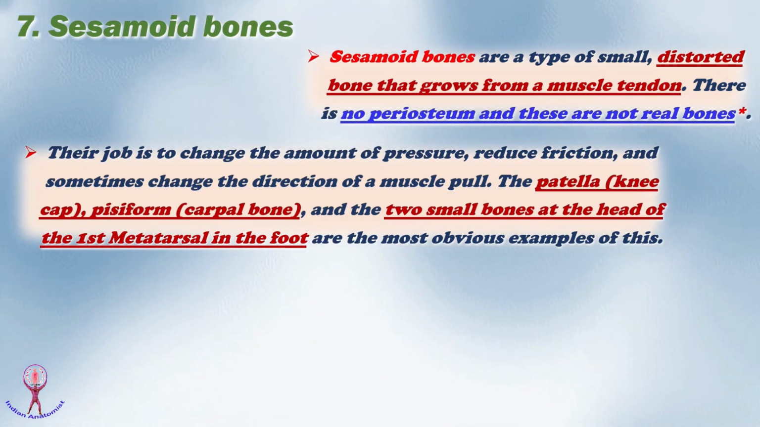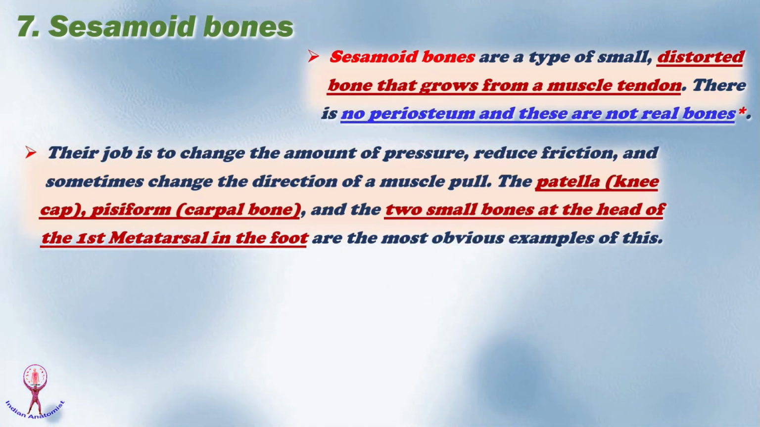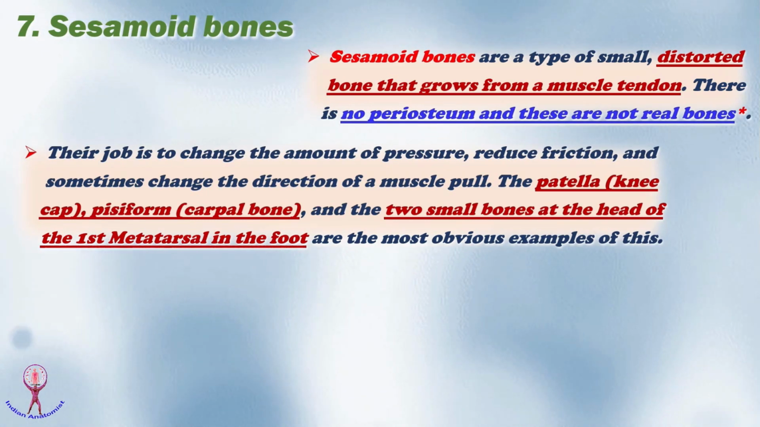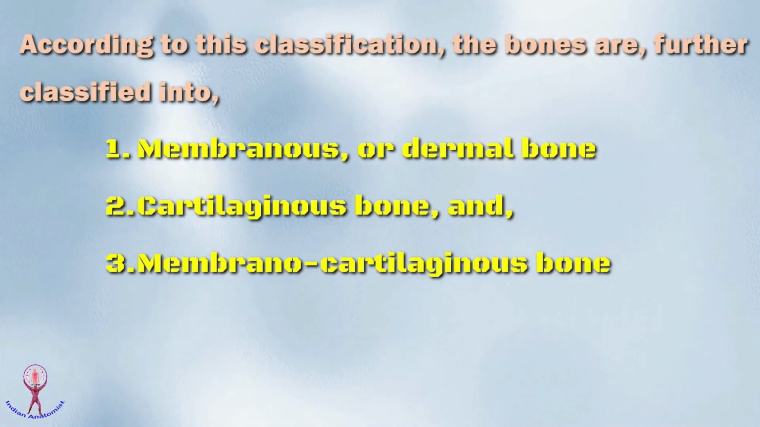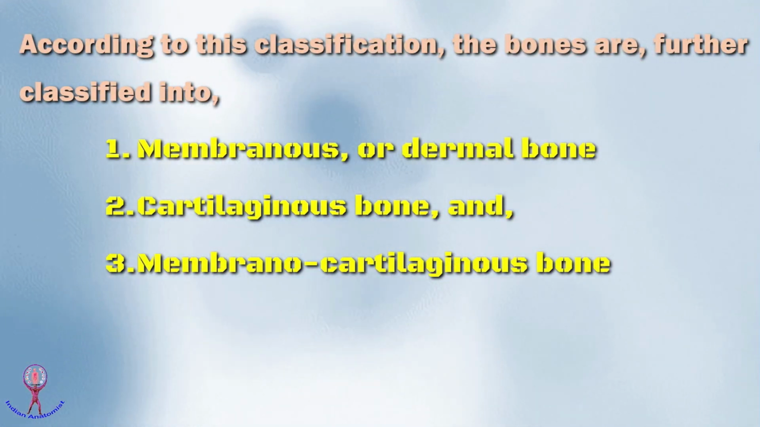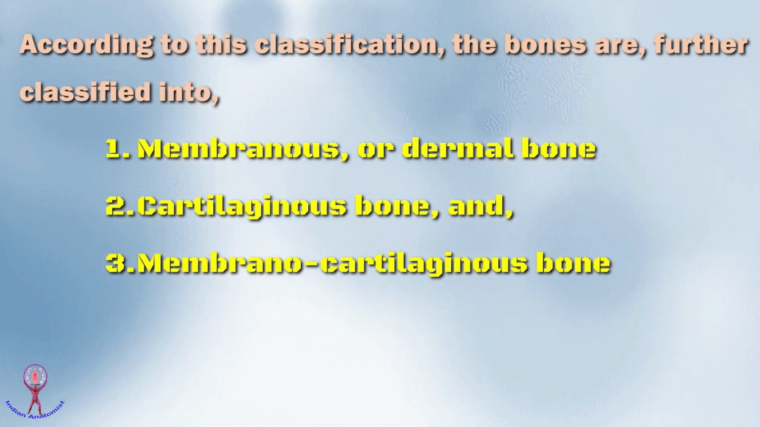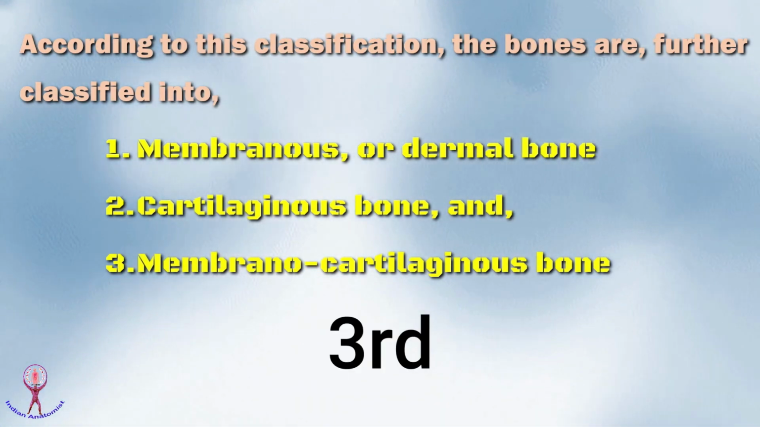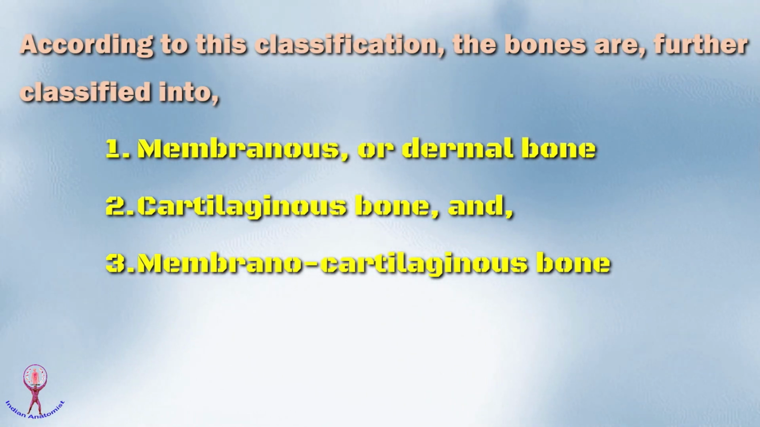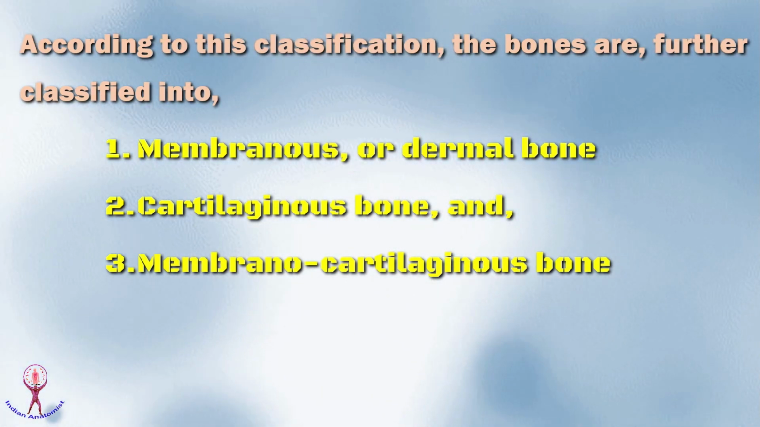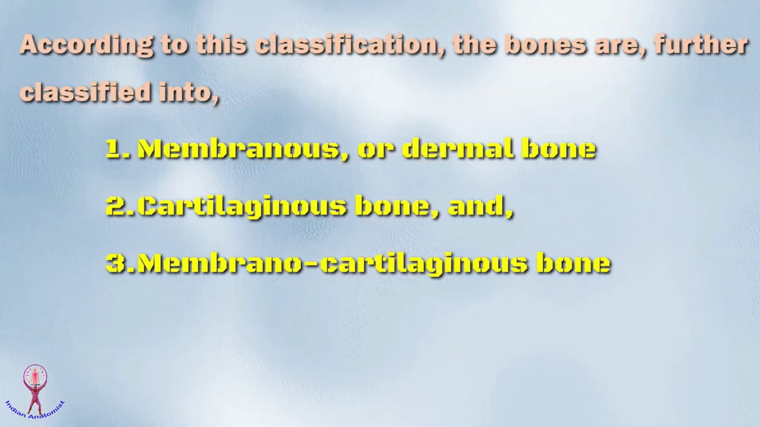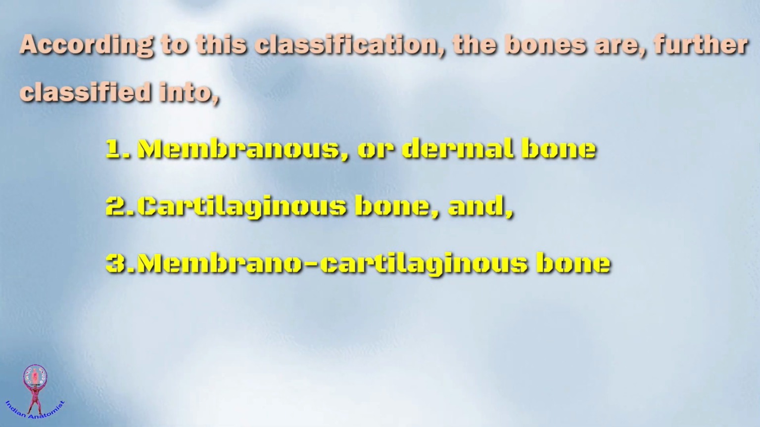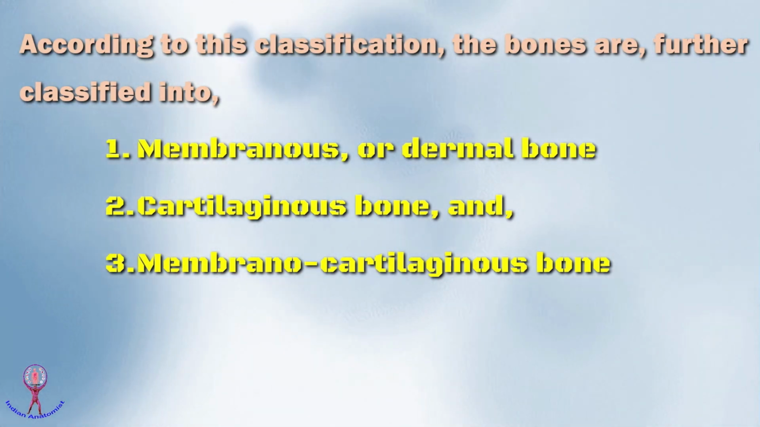The patella or kneecap, the pisiform, one of the carpal bones, and two small bones present at the head of the first metatarsal in the foot are the most obvious examples of this. Students, we have completed 2 bone classifications. 2 are still waiting. In the next discussion, the 3rd category of bone classification will be studied, focusing on their developmental or embryological characteristics. According to this classification, the bones are further classified into 1. Membranous, or dermal bone.